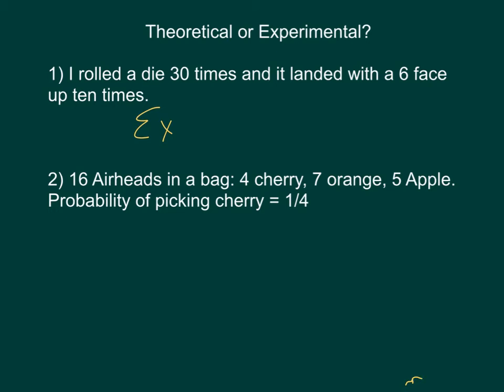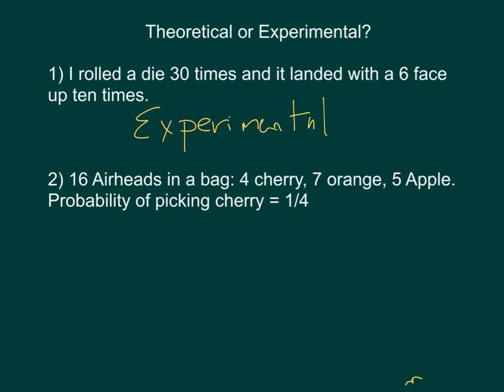If you think about our definition of experimental probability, we are talking about what happened exactly. We actually rolled it 30 times. It actually landed with a 6 10 times.